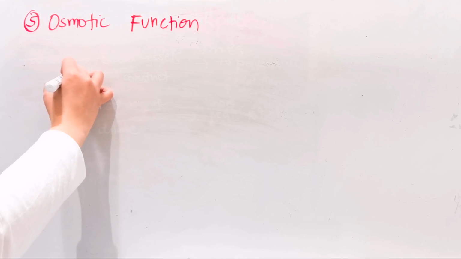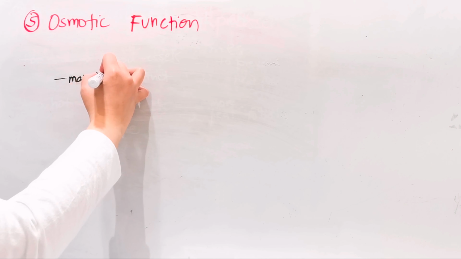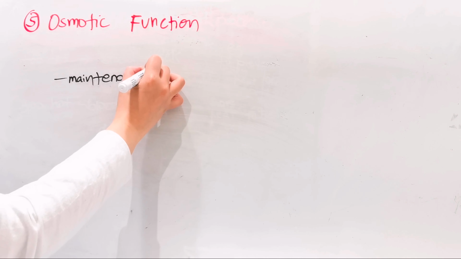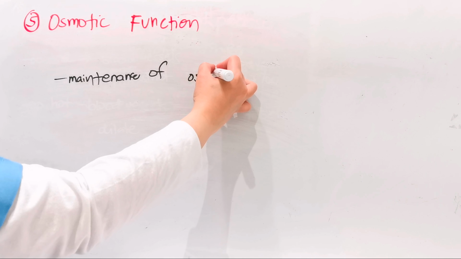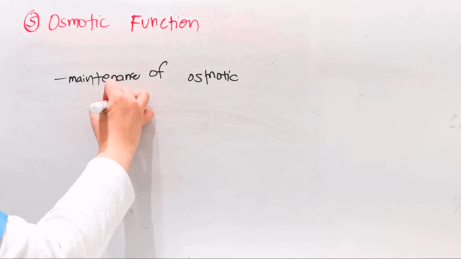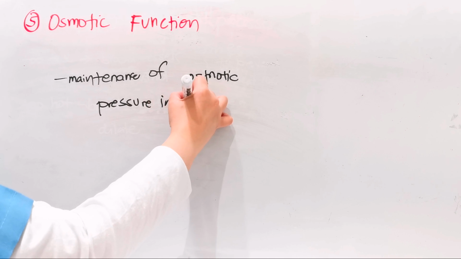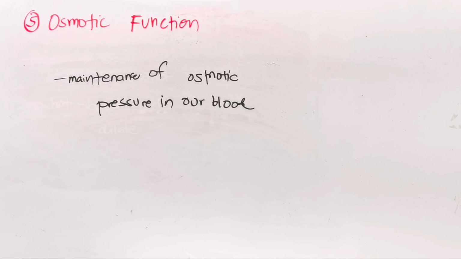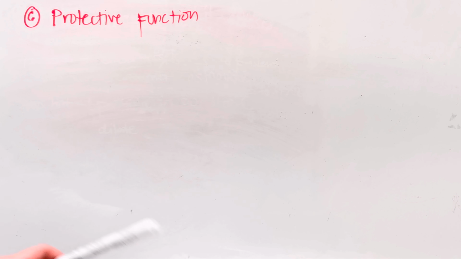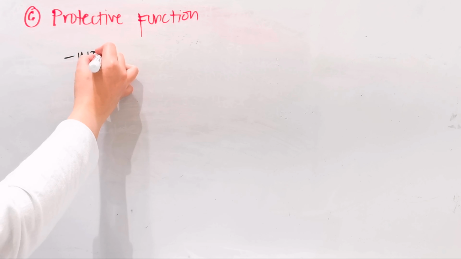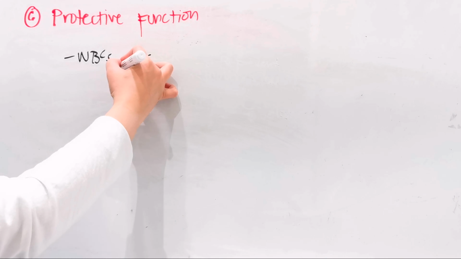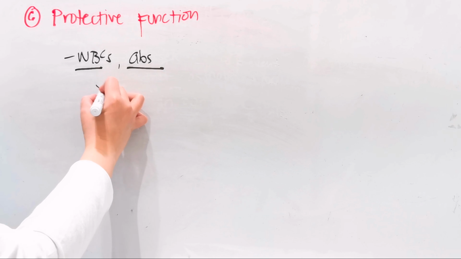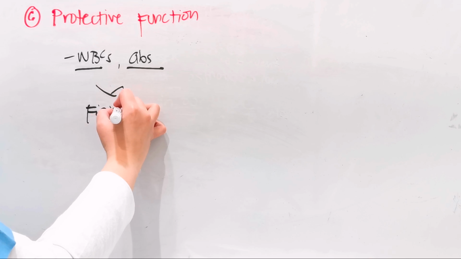Osmotic function, number 5. So it is the maintenance of osmotic pressure in our blood. Osmotic function is the maintenance of osmotic pressure in our blood. Protective function, we have our WBCs and antibodies. They will fight infection.